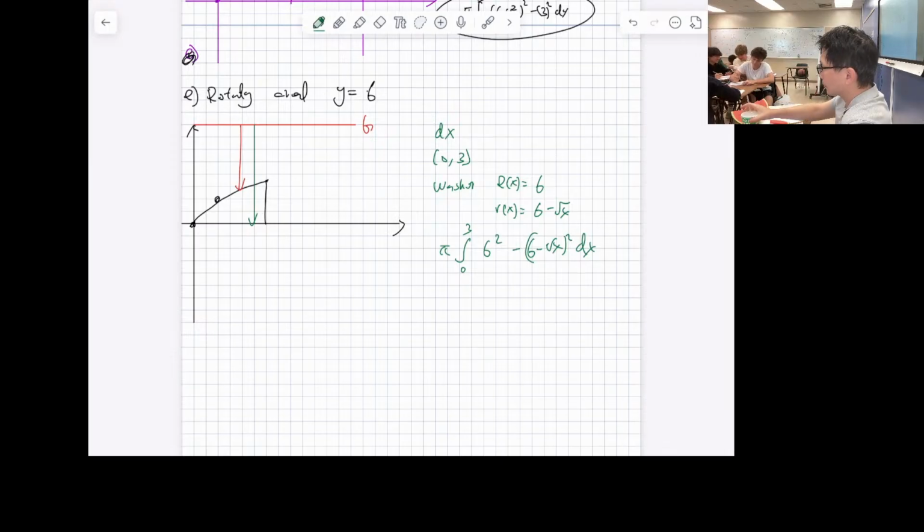I don't understand why it's the washer. Because there's 2 lines, it has 2 boundaries. One is the square root x graph, one is the x-axis, because they both are the bounded graph.